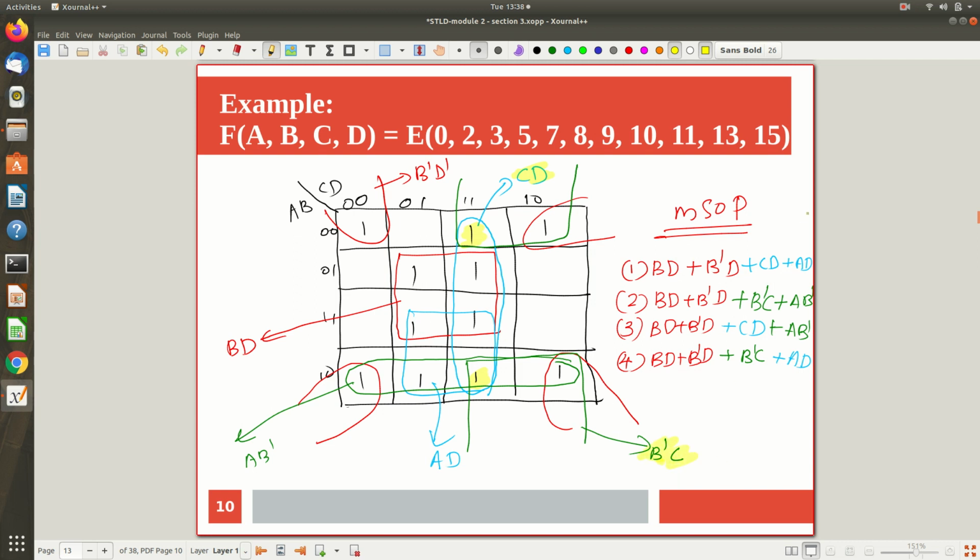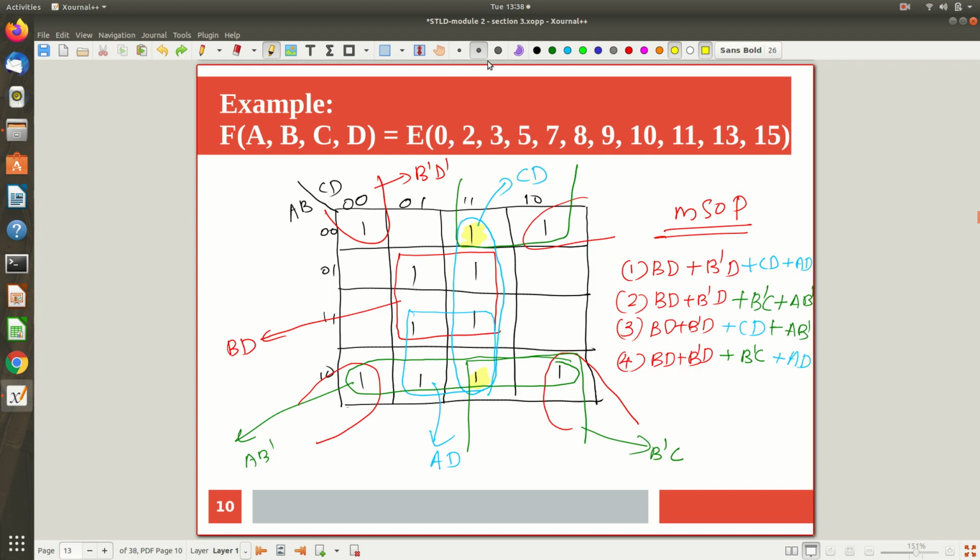So whether you want to use this CD or B dash C, so CD or B dash C, like that, two choices are there for those two ones. Now that is why I'm getting either I choose that CD or B dash C. So accordingly I am getting two different expressions.